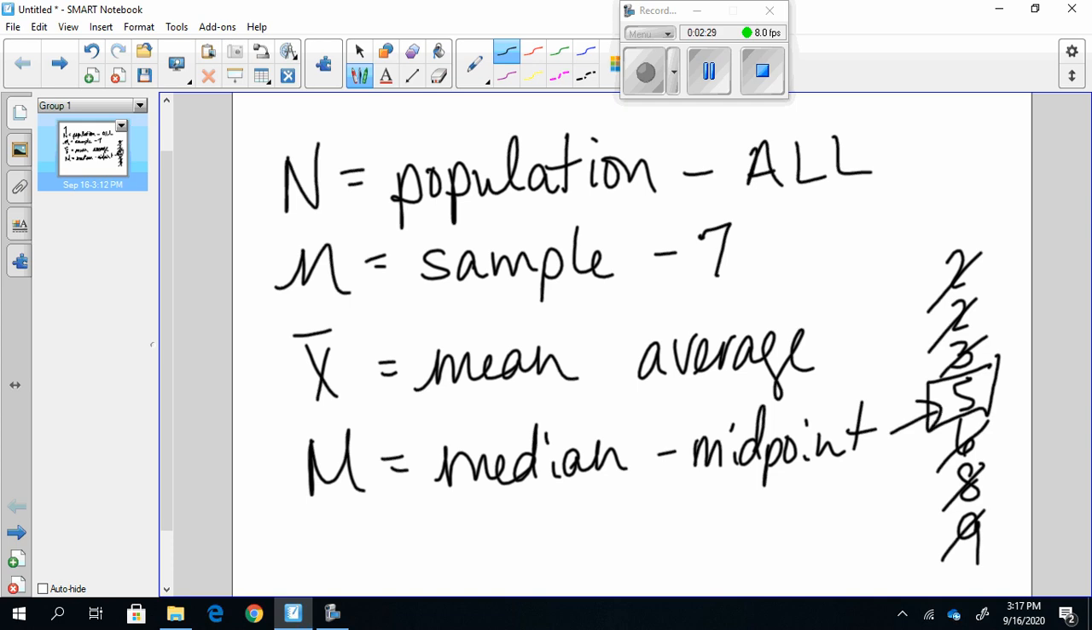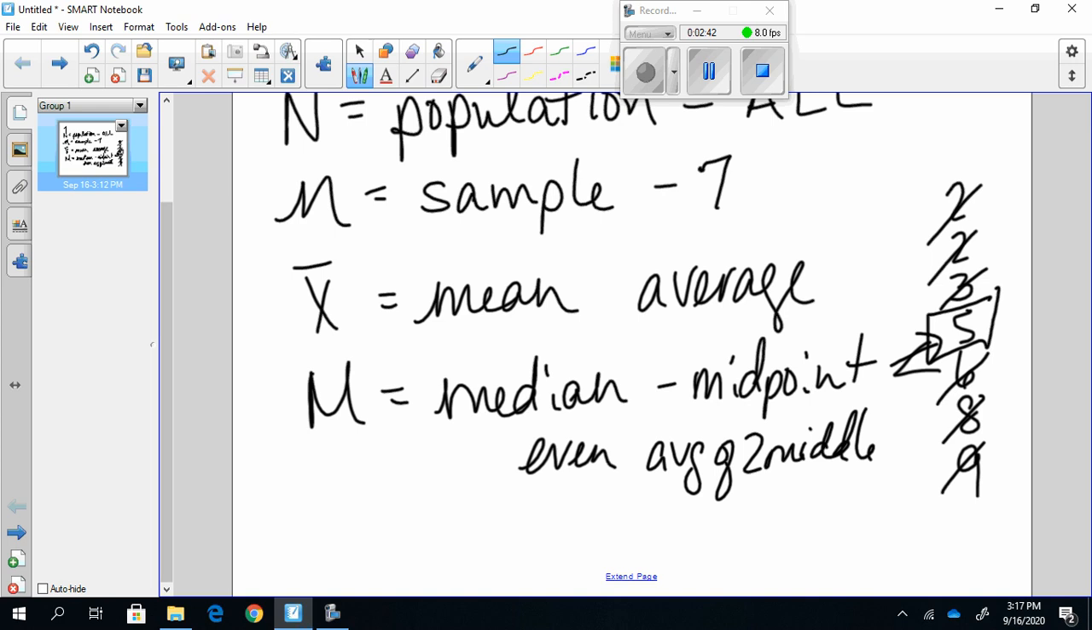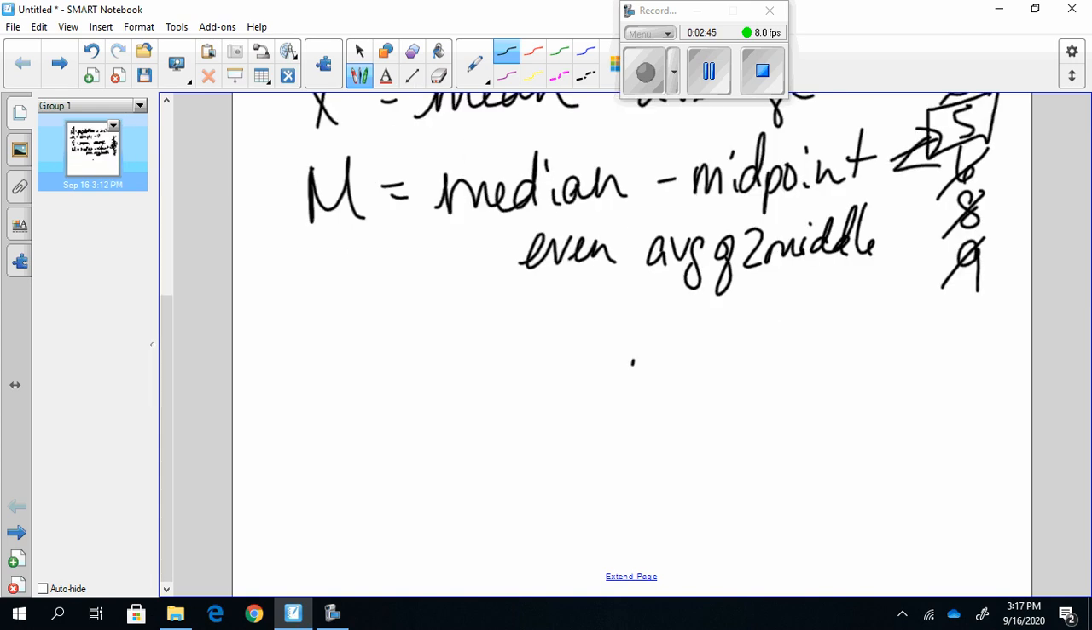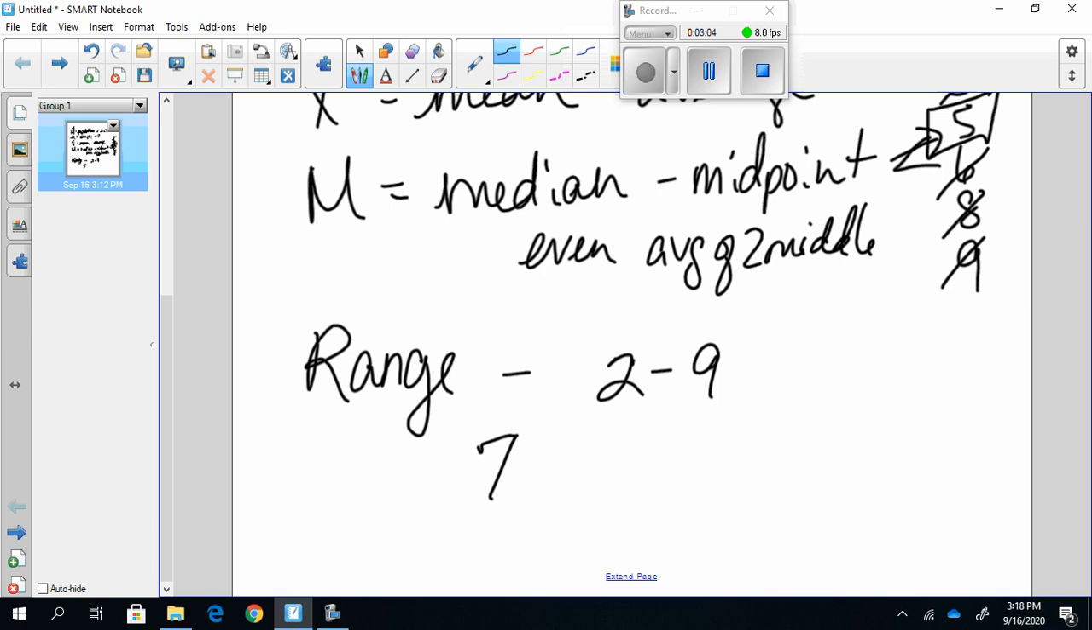And now if you have an even number, then you should just take the average of the two in the middle. Average of the two middle. All right, so let's keep going here. Hopefully all of the things I've said so far is really just a refresher. And your range is how far your data extends. So ours went all the way from 2 to 9. So we have a range of 7.